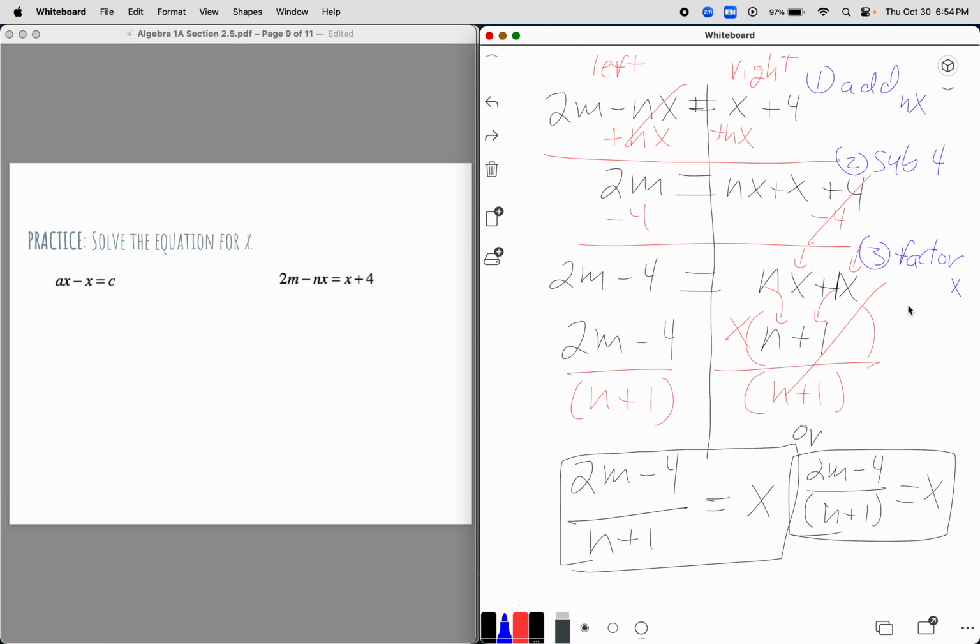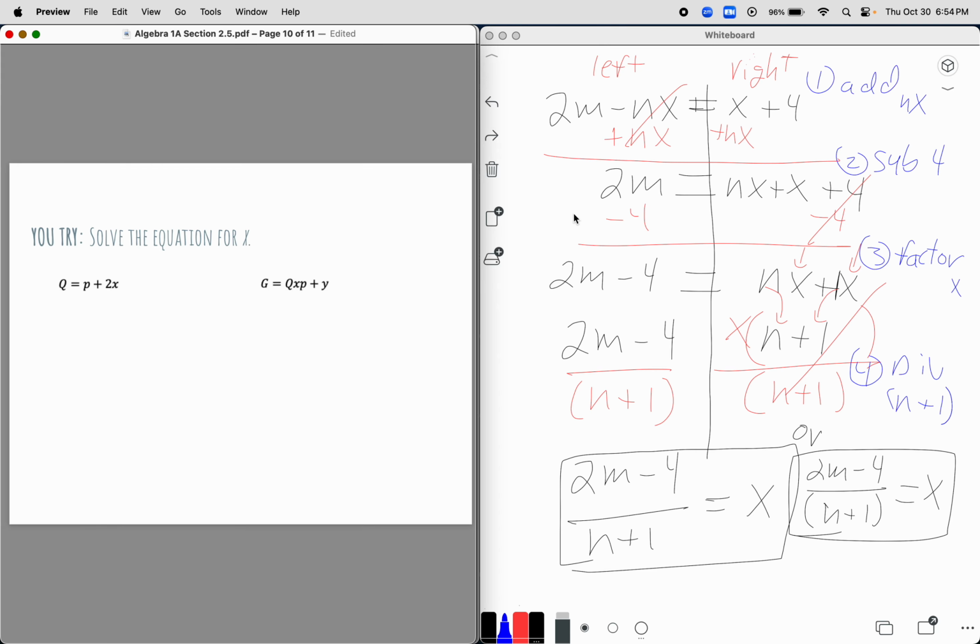Okay, we factored the x. And then the last thing we did was we divided both sides by n plus 1. Okay, 4 steps. And that gave us 2m minus 4 divided by n plus 1, and that was all equal to x. Okay. Okay, there's a couple more.